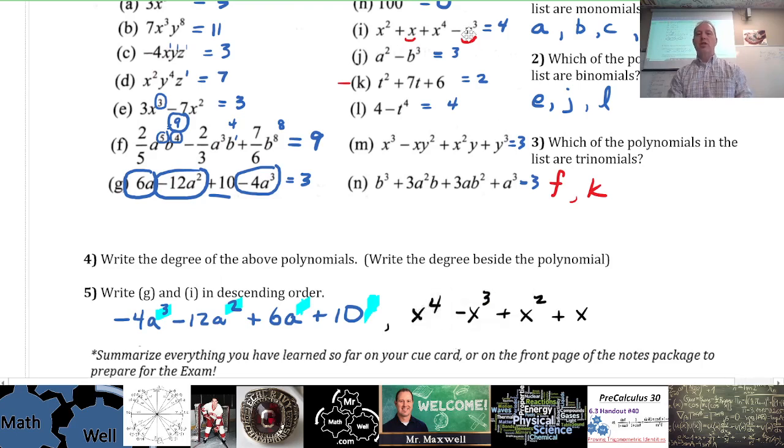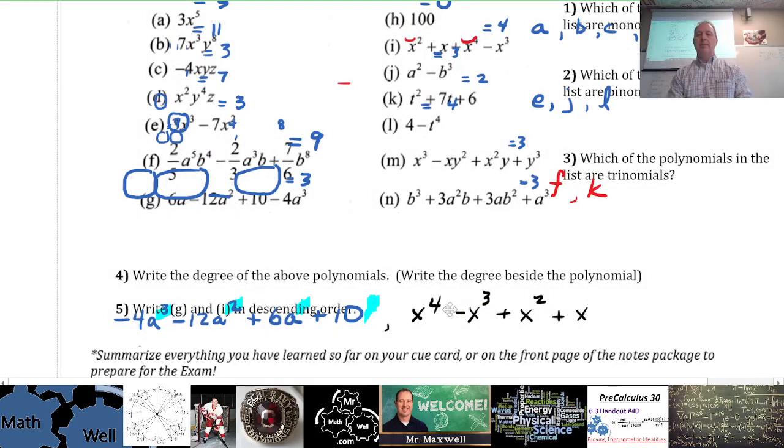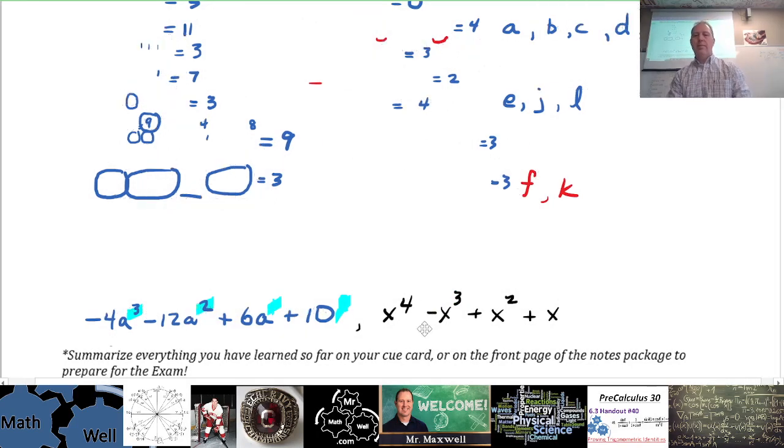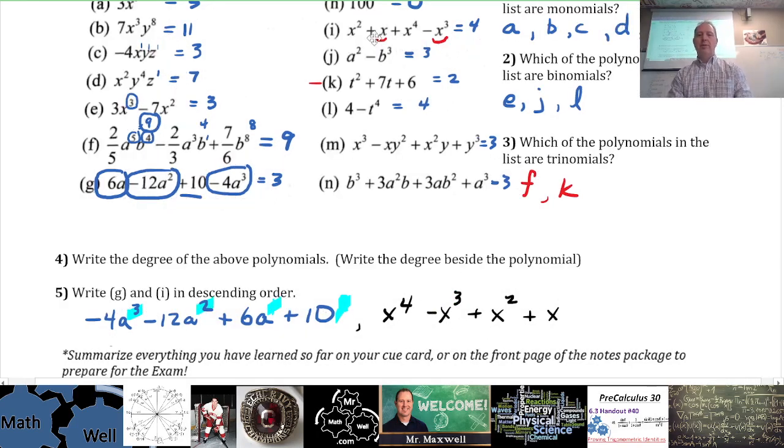The next one would be the cubed term, the power of 3, and it's got a negative in front of it, so it's a minus. So minus x cubed, and then plus x squared here, and then plus x. You do not have to include the plus 0. You do not have to include the constant if it's 0. You just have to know that the constant would be 0 if asked. Okay?